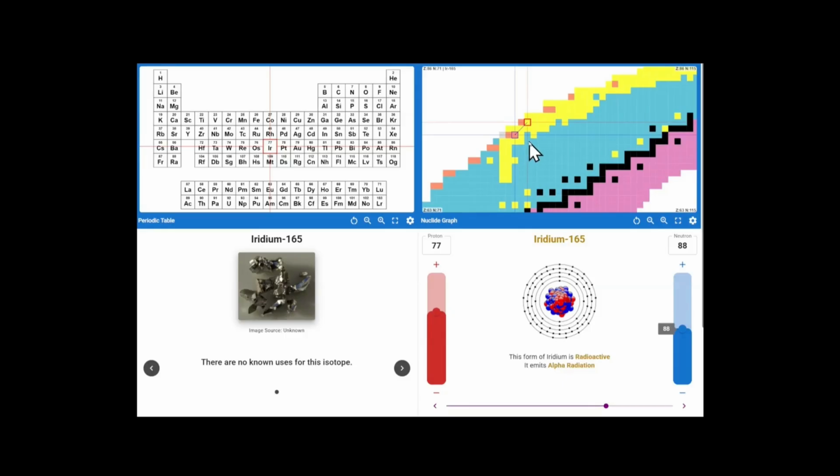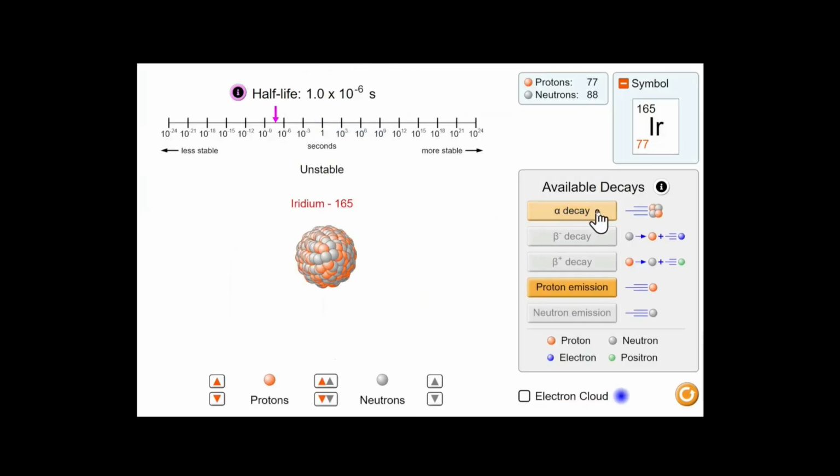Now there's two things here. There's too many protons. It wants to either move down towards the valley of stability, across here to the valley of stability, or some combination here. Which way is it going to do it? It's on the yellow, which means it's probably going to be an alpha decay. Okay, so we have alpha decay ready.